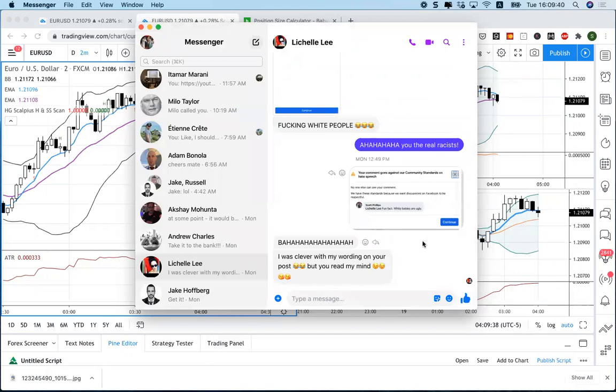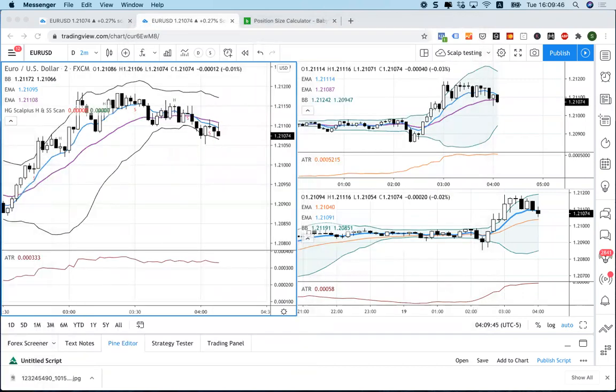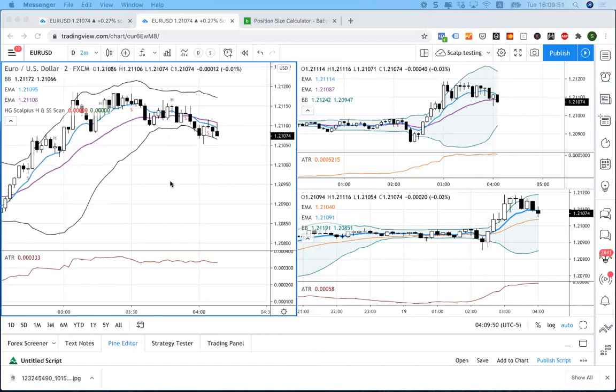Anyway, the comment goes against our community standards on hate speech. Fun fact, white babies are ugly, and they are, by the way. Yeah. I allow shirts like Kill a Republican and that sort of thing.